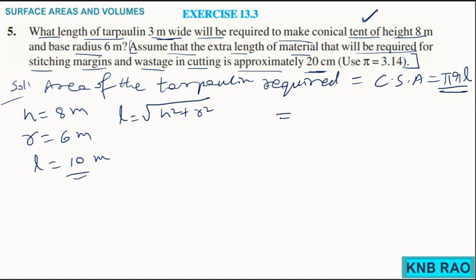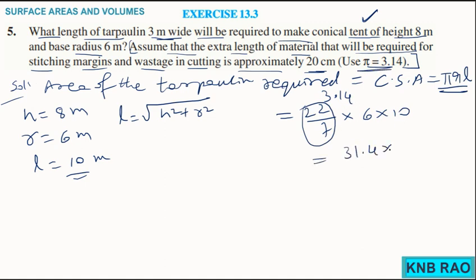So substitution. So pi into R 6 into 10. They asked us to use 3.14 instead of 22/7. So I use that. Now 3.14 into 10 is 31.4 into 6. So 6 4s are 24, 6 1s are 6 plus 2, 8, 6 3s are 18, and it becomes 188.4 meter square, which is the area of the tarpaulin we require.